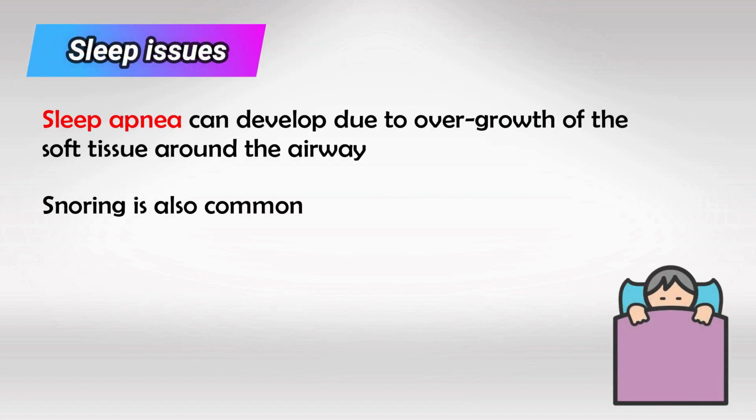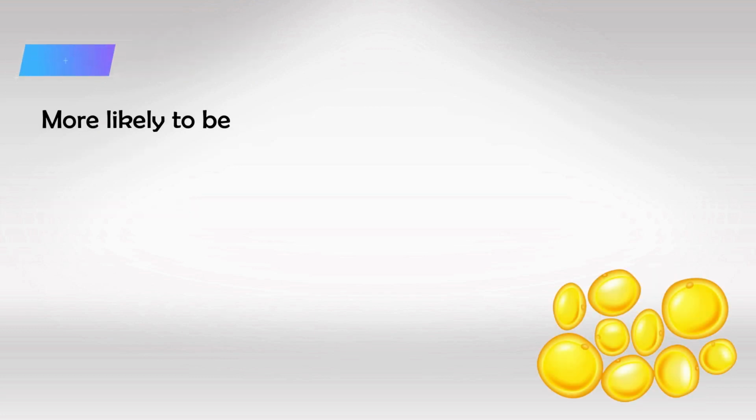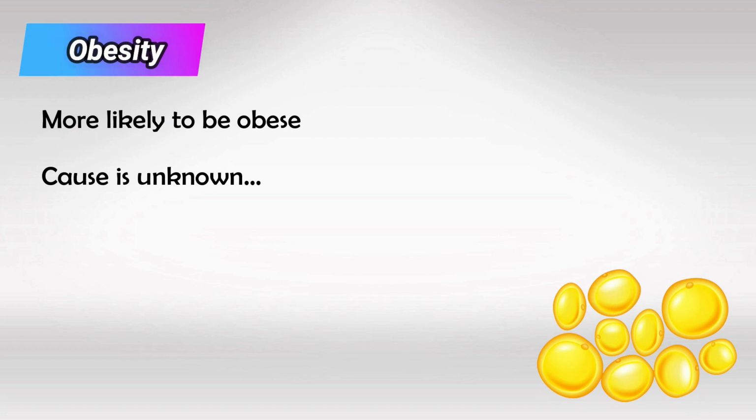Next is sleep apnea, and it occurs because of the soft tissues and skeletal muscles, especially around the airway, and this can cause obstruction during sleep. Next is obesity, and this is not very well understood, but Down syndrome patients are more likely to be obese than the general population.